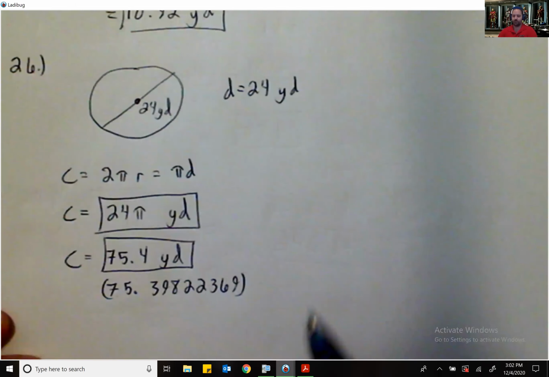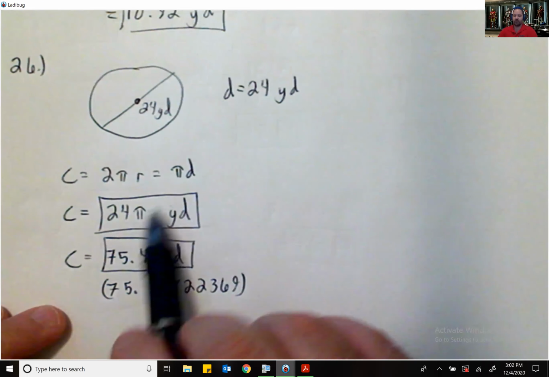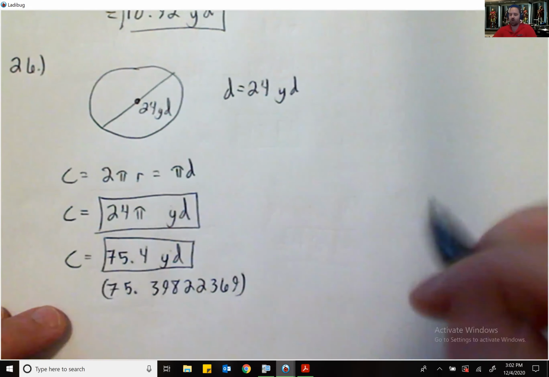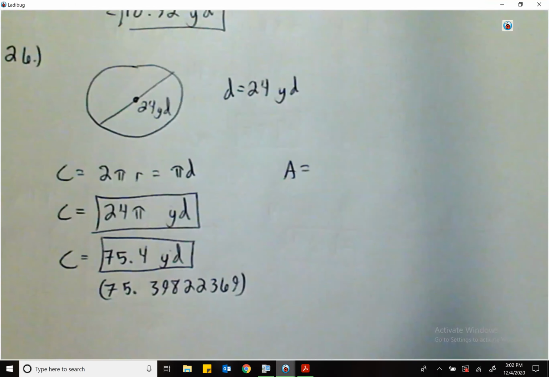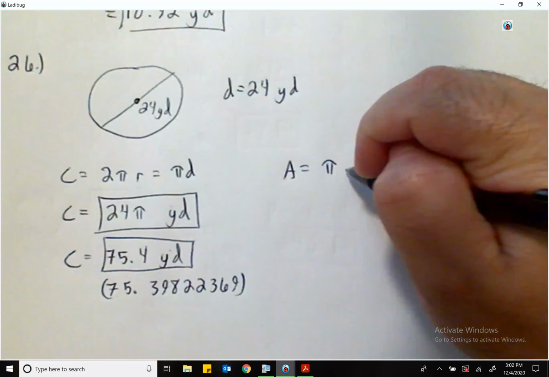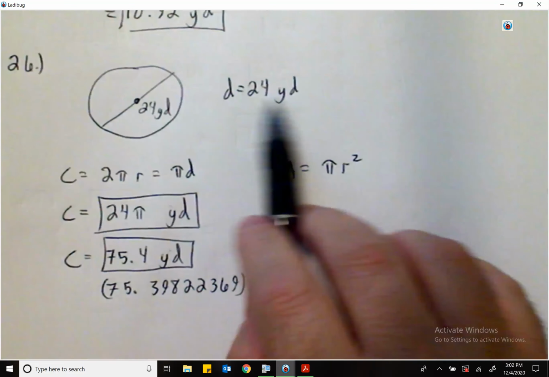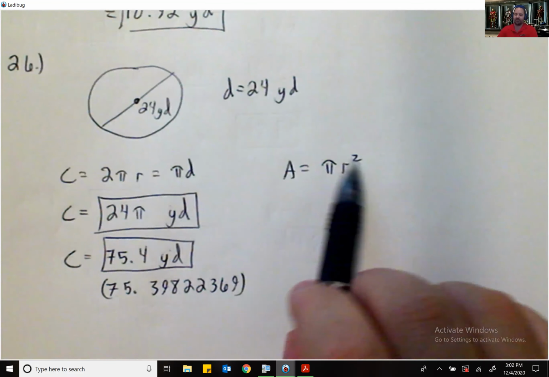There's our first two answers. Exact and then rounded. All right, so let's talk area. What's the area formula for a circle? There's only one. It's pi radius squared.